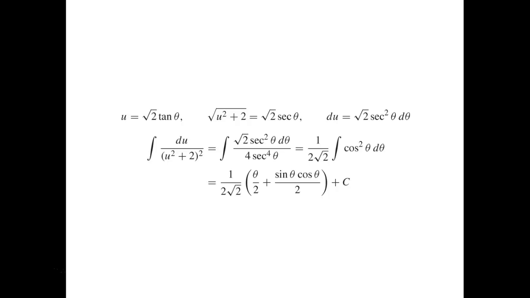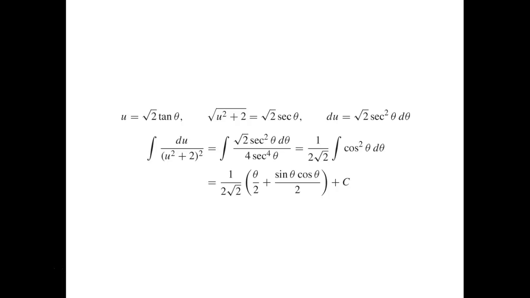They did it in a different order than we did. Okay. Then your integral here would be: the du becomes square root of 2 secant squared theta d theta. Your u squared plus 2, which we have here, would be 2 secant squared theta. And then you square that, that gives you 4 secant fourth theta d theta, exactly like we did.